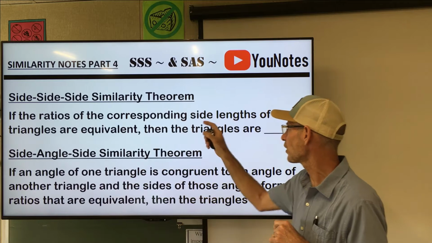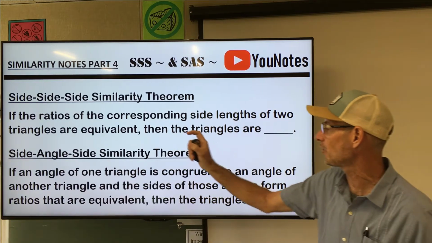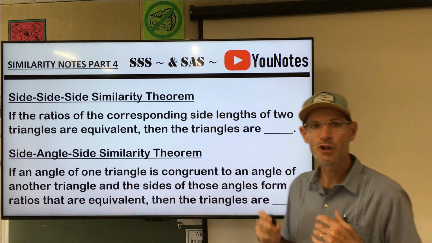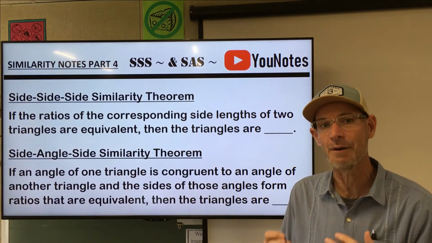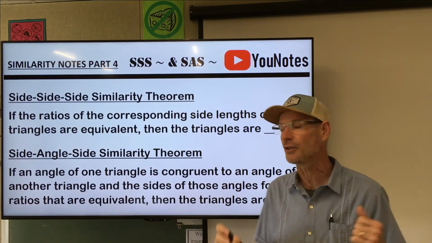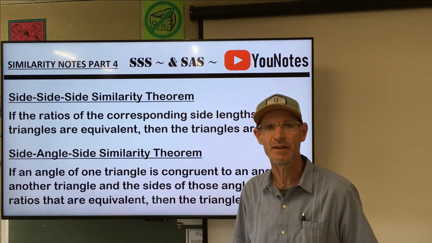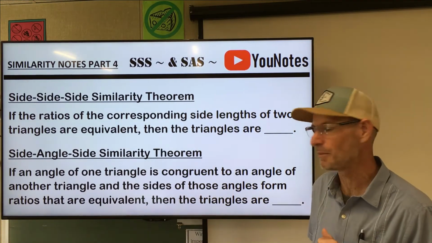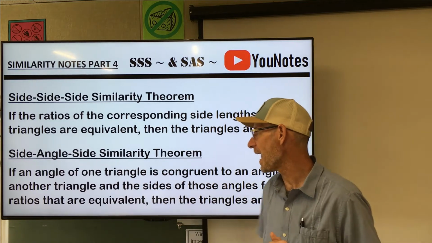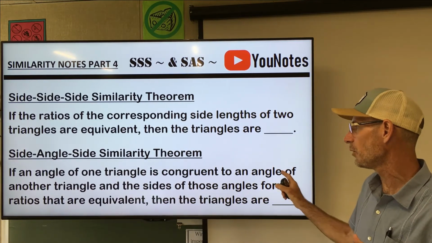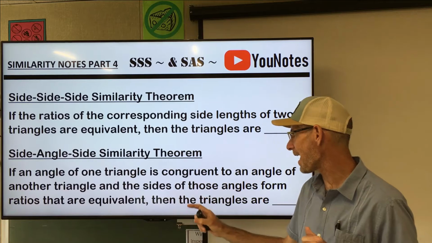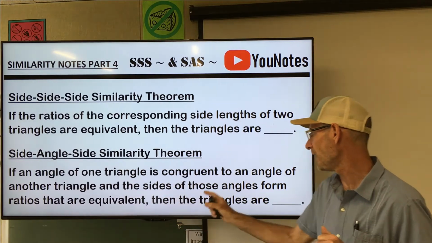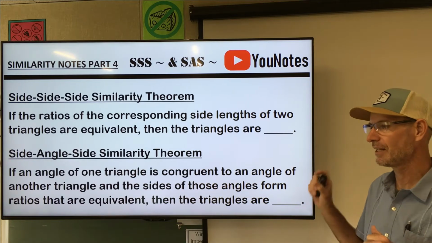If the ratios of the corresponding side lengths of two triangles are equivalent, then the triangles are similar. So we can show that triangles are similar without knowing the measures of any of the angles using the side-side-side similarity theorem. The next theorem that we're going to learn is the side-angle-side similarity theorem, and it says if an angle in one triangle is congruent to an angle in another triangle, and the sides of those angles form ratios that are equivalent, then the triangles are similar.